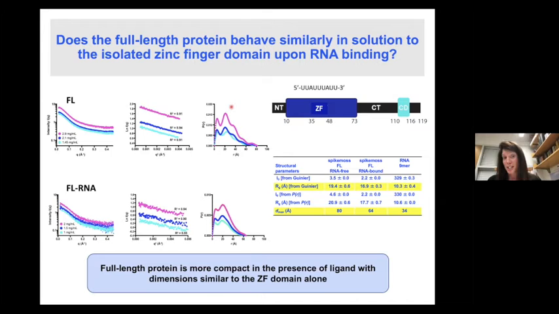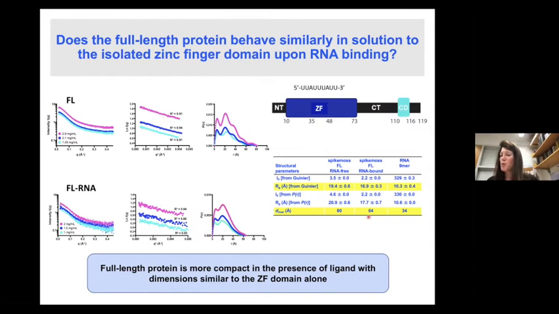Then interestingly, if you look on the right at these pair distance distribution plots, we notice a few things. First, the full-length protein looks a lot different in terms of the shape of the curves compared to the zinc finger domain alone. But then interestingly, if you look at the Dmax values, the full-length protein has a Dmax of around 64 when it's bound to RNA, again being smaller compared to the free form of the protein, which has a Dmax of 80.